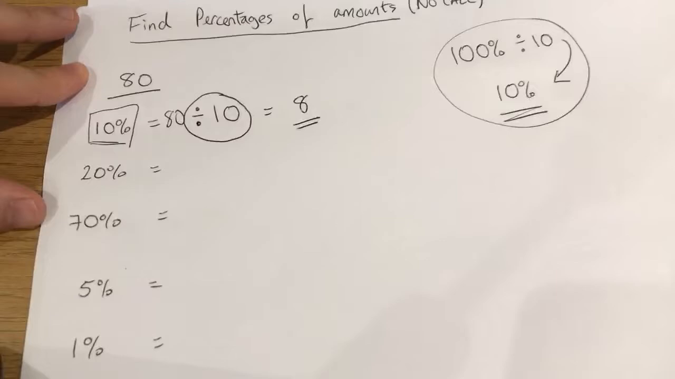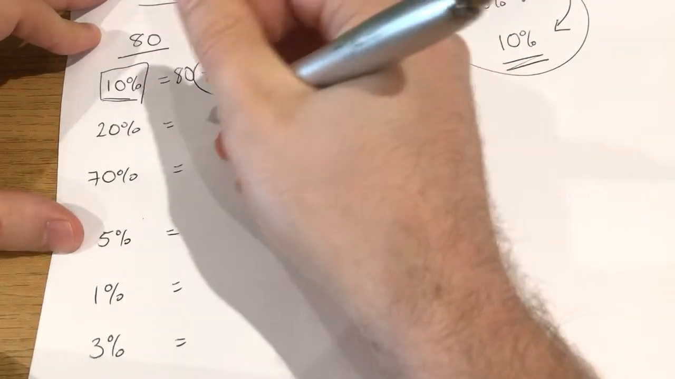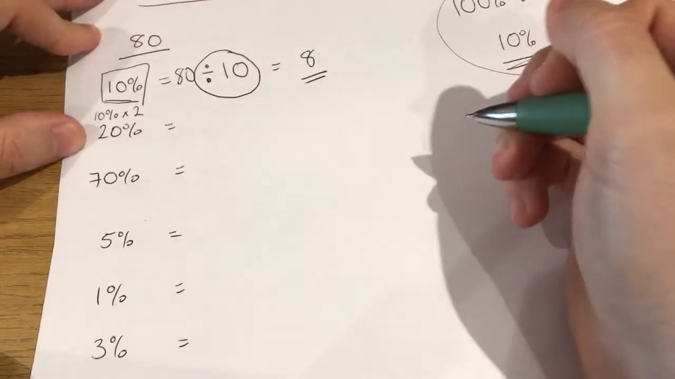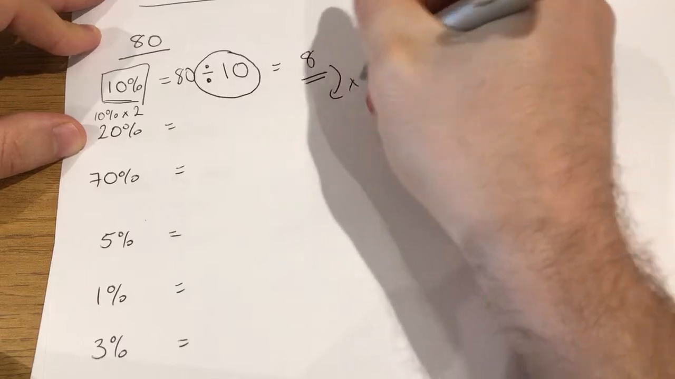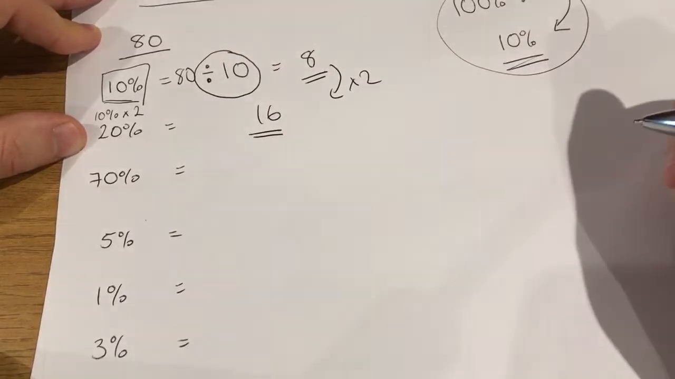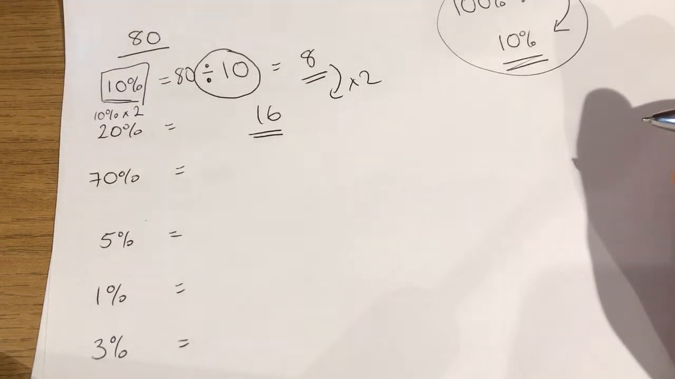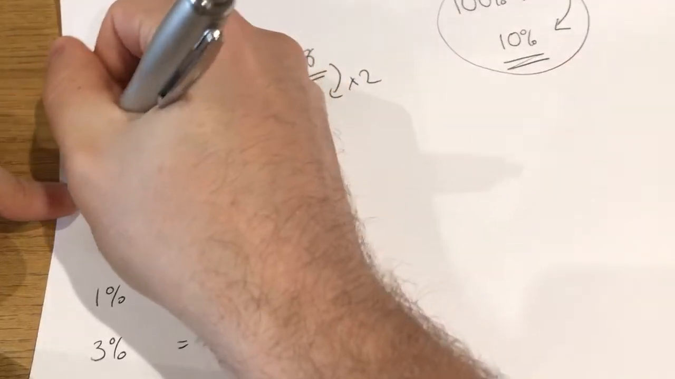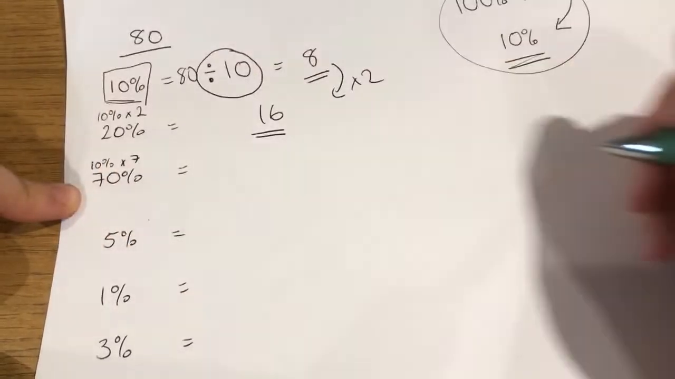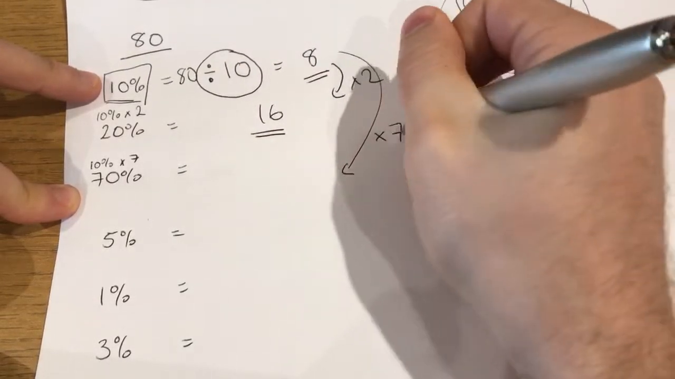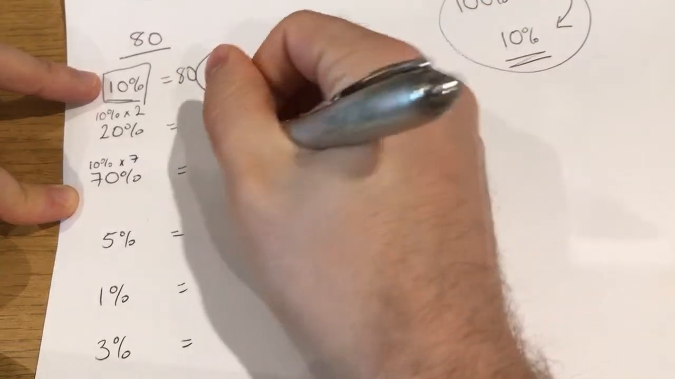So, to find 20%, we're going to take the 10% we've already found and double it, times it by 2. So we double that and we end up with 16, because 20% is double 10%. And you can find 30%, 40%, 50%, 60%, 70%, 80% and 90% all using this way. So for 70%, there's 7 10%s in that. So we do 7 lots of whatever 10% was, which in this case is 8. So that's 56.